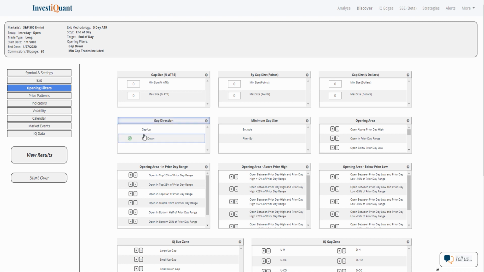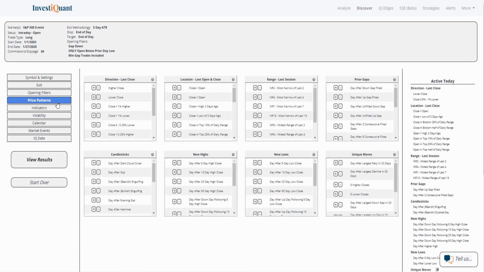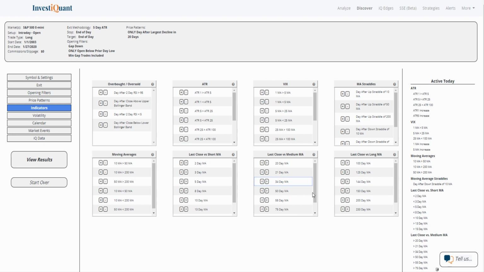So I'm going to put gap direction down, and I'm going to put down below prior day low. We are well below prior day low right now. And I'm going to add this price pattern. That price pattern that I am referring to is day after largest decline in 20 days over here in the unique moves. Hit equals next to that. Got a bunch of stuff active today over there. And lastly, I'm just going to put it above a 200-day moving average because we did kind of come off, well, we were coming off the highs. So keep it in a little bit more bullish environment and take a look.